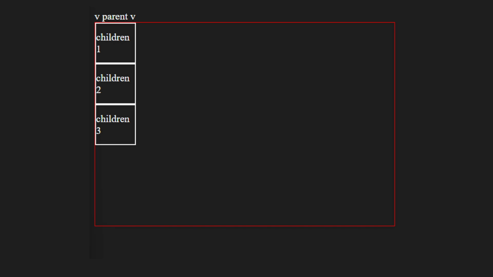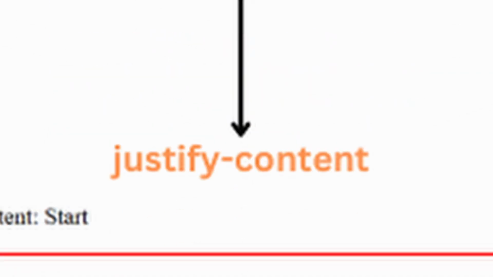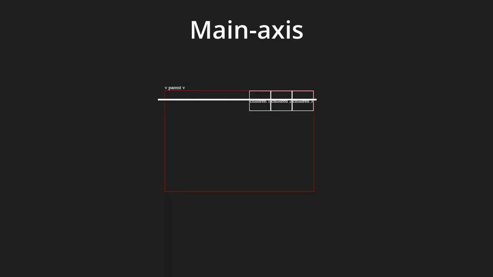Now that our flex items are aligned in either row or column, we need to align them properly. This is where the two properties come in, justify content and align items. Justify content aligns items along the main axis. Think of the main axis like a line going across all the children elements in the direction of how they are laid. If the children are laid in a row or horizontally, justify content will move the children horizontally, which means left and right.